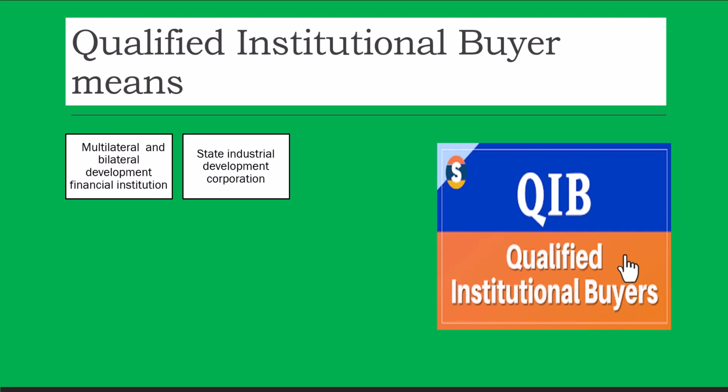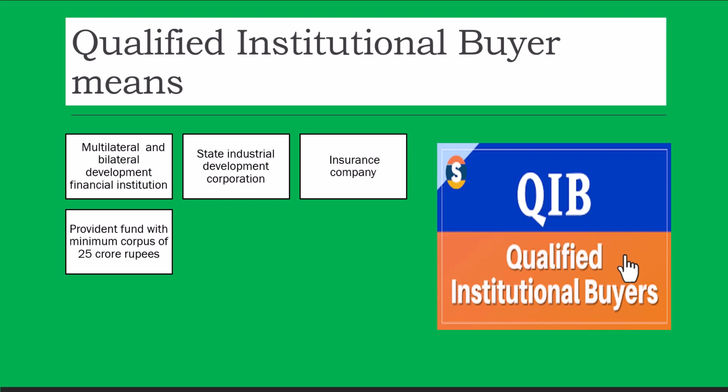Then state industrial development corporations, the industrial development corporations owned by states. Insurance companies, like LIC or any other private insurance company. Then provident funds with a minimum corpus of 25 crores.